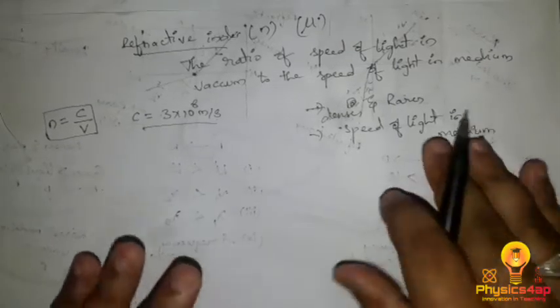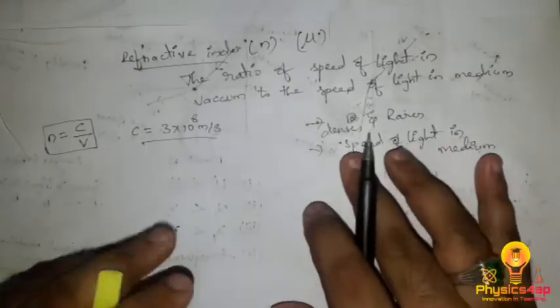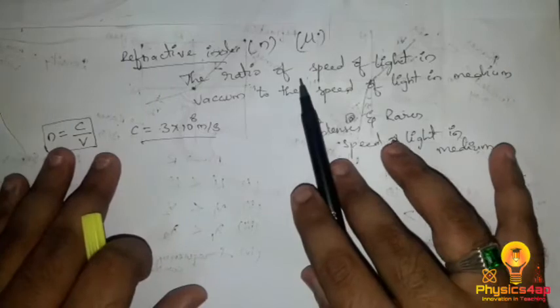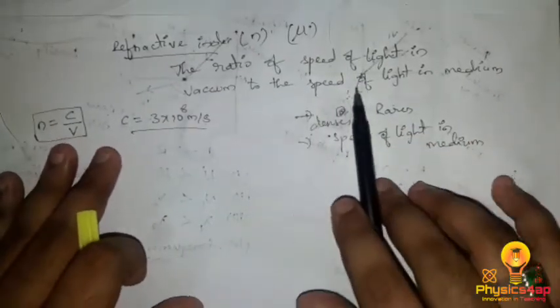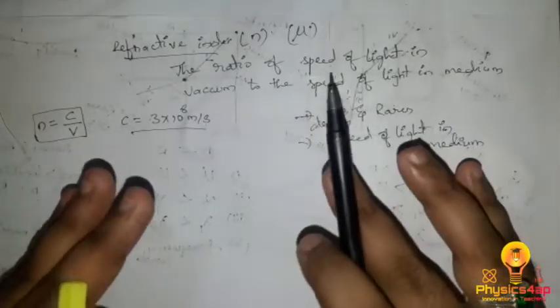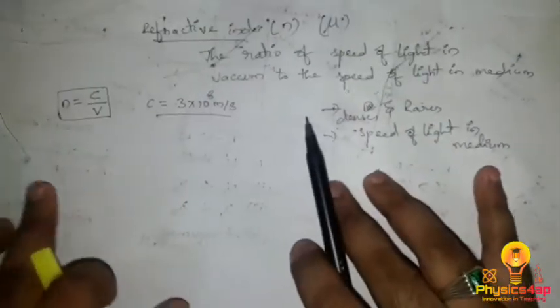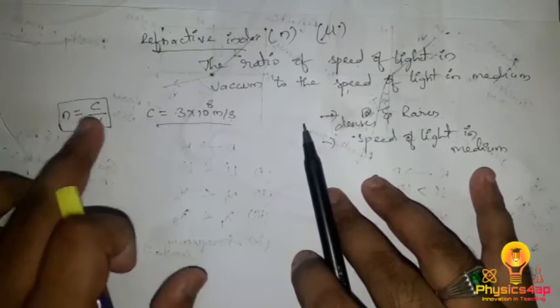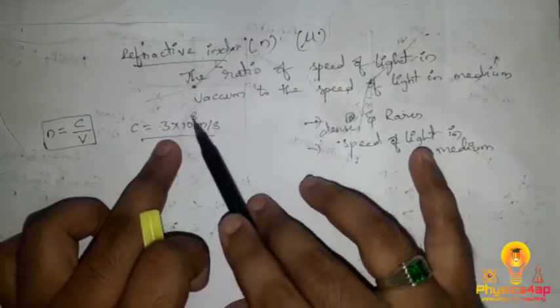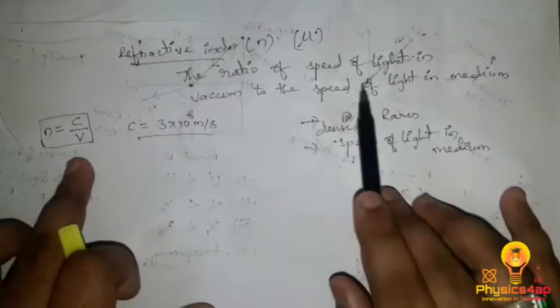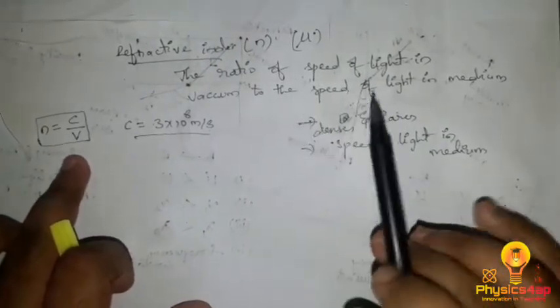So I think you understand what the refractive index is. It is a ratio of the speed of light in vacuum to the speed of light in a medium. That's according to the definition, that's clear. So we have the formula n equals c by v, where c is the speed of light in free space, that is 3 into 10 to the power of 8 meters per second, and v is the velocity of light in a particular medium.